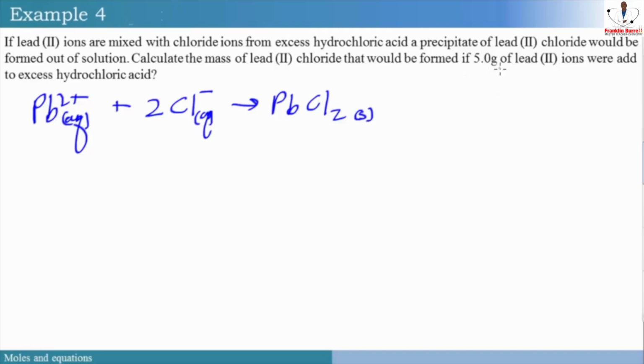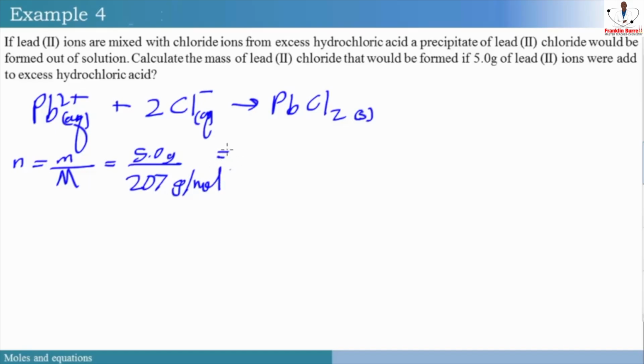Now, here we have 5 grams of lead-2 ions. So we have the mass of lead-2 ions, and from lead-2 ions, we want to know the mass of precipitate that will be formed. So let us calculate the moles of lead-2 ions. Moles is equal to mass over molar mass, which is 5 grams over the molar mass of lead-2 ions. If you check your periodic table, you would see that the molar mass of lead is 207 grams per mole.